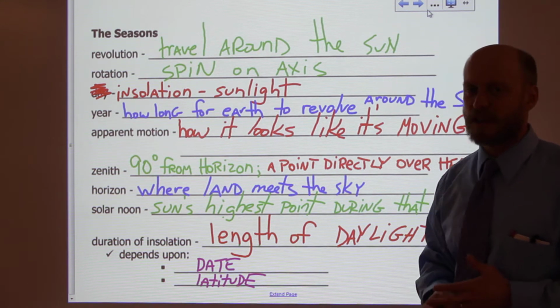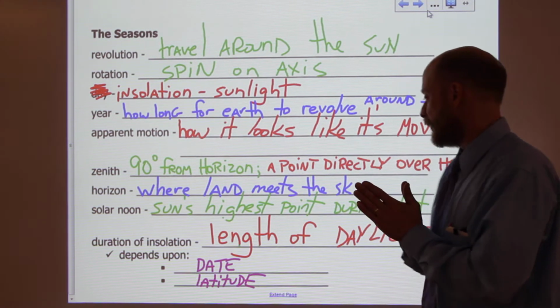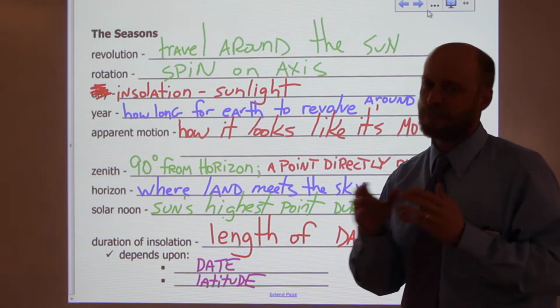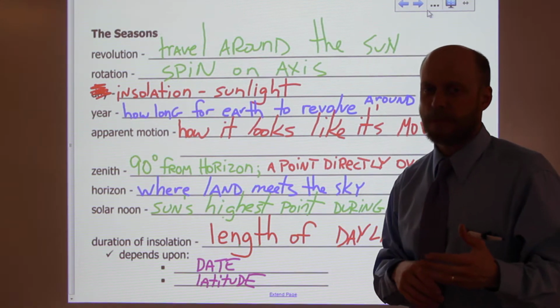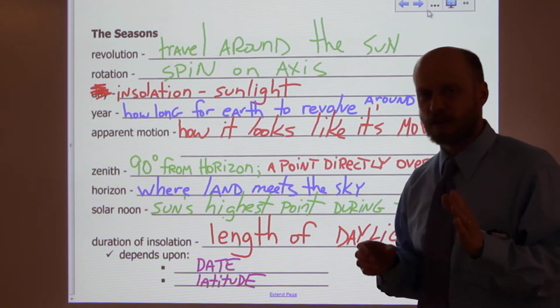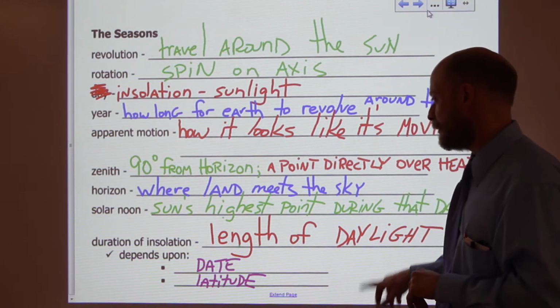Solar noon, every day has a solar noon. It's the highest point that the sun reaches during that day. It's right around noontime. With daylight savings time, the clock's jumping ahead, it changes it to be around 1 o'clock sometimes, but it's usually around that time. Strongest sun is during that time.